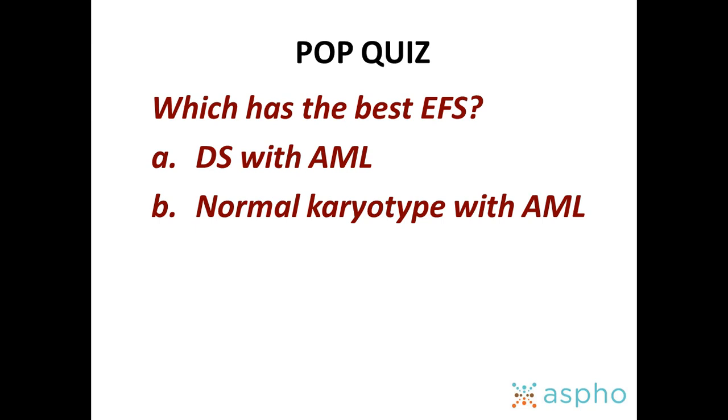All right, next pop quiz. Which has the best event-free survival? Down syndrome with AML or a kid without Down syndrome who's got AML? All right, so this is one where the Down kids get a break. It's one of the few things where they get a break. Usually, not always, of course, but Down syndrome with AML that's associated with TMD is typically better. There's a caveat to that. If it's not M7 and if it's not GATA1 exon 2, then all bets are off and they're just like everybody else.